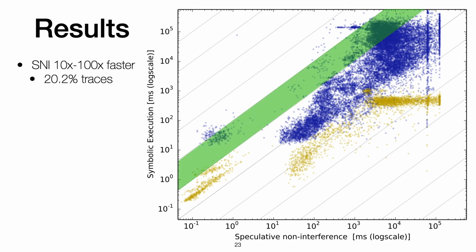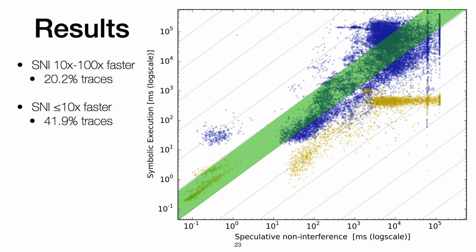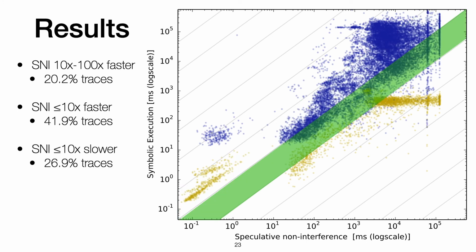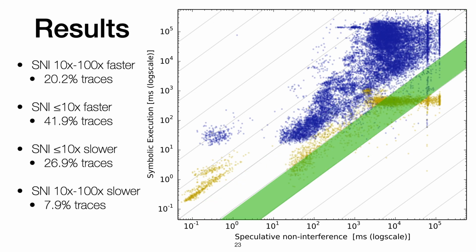Observe that for 20% of the traces, checking speculative non-interference is between 1 and 2 orders of magnitude faster than discovering the corresponding symbolic path. For an additional 40% of the traces, checking speculative non-interference is between 0 and 1 orders of magnitude faster than discovering the path. For about 25% of the traces, checking speculative non-interference is between 0 and 1 orders of magnitude slower than discovering a new path. And finally, for about 10% of the traces, checking speculative non-interference is between 1 and 2 orders of magnitude slower than discovering a new path.